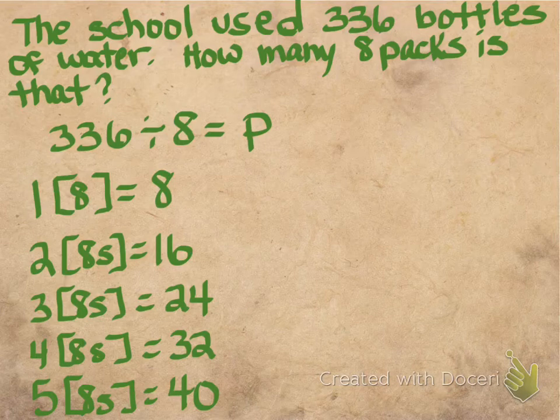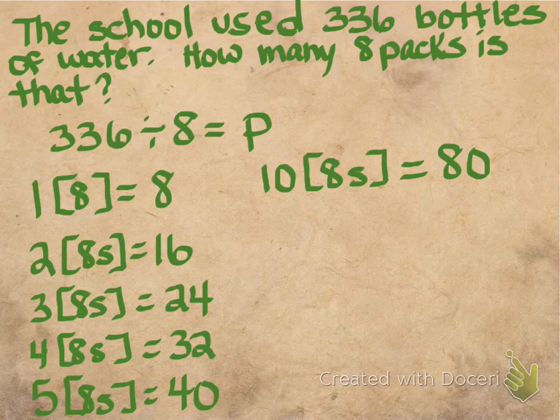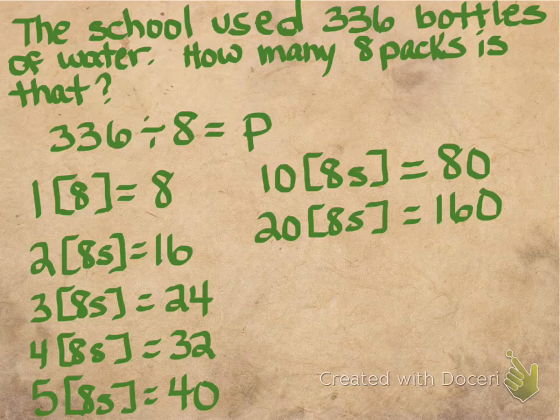So I'm going to jump over to the tens, multiples of tens. So if I do 10 8's, that gives me 80. 20 8's gives me 160.